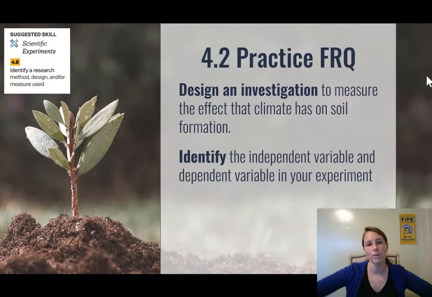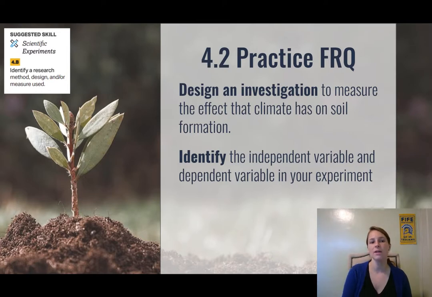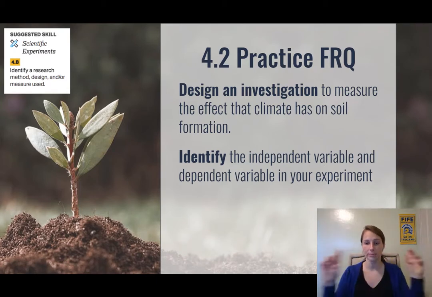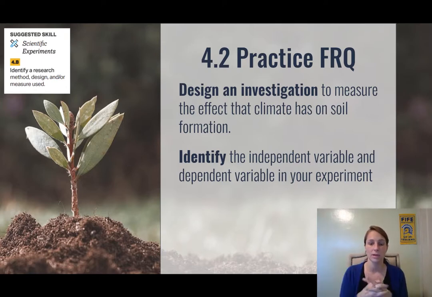So your practice FRQ for 4.2 is going to be practicing the suggested skill of identifying a research method, design, and/or measure used. I want you to try your best with this one. What you're going to do is design an investigation to measure the effect that climate has on soil formation. So you'll just give me an explanation of how you would set this up, the different trials that you might have, and how you would be able to test this effect of climate on soil formation. Now, I also want you to identify the independent variable and the dependent variable in your experiment.